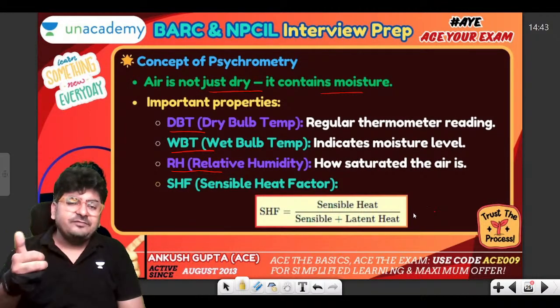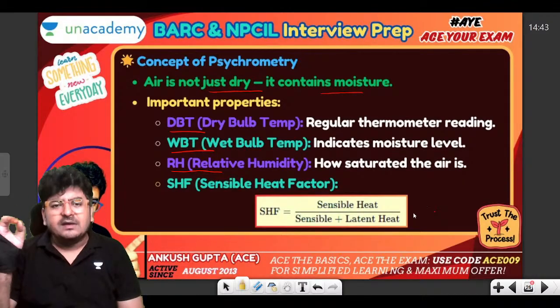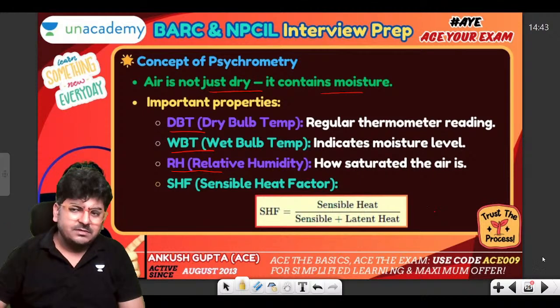ठीक है. And one fourth component is sensible heat factor. Sensible heat factor क्या होता है? SHF. It is the ratio of sensible heat divided by sensible heat plus latent heat. Correct.